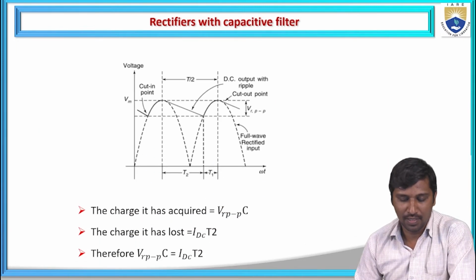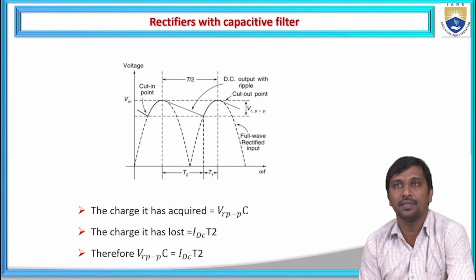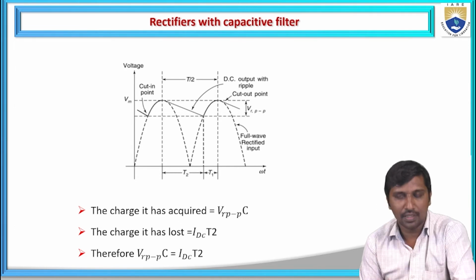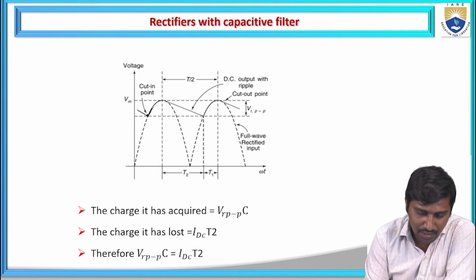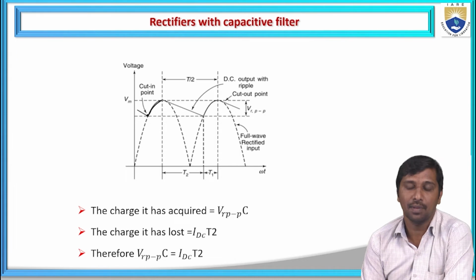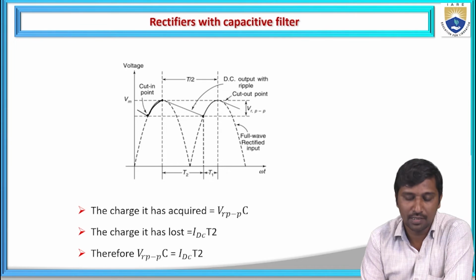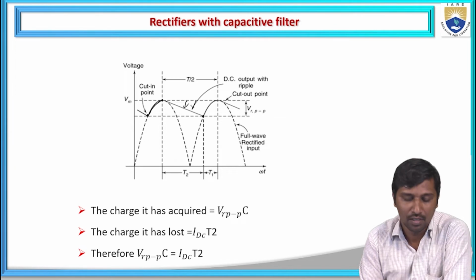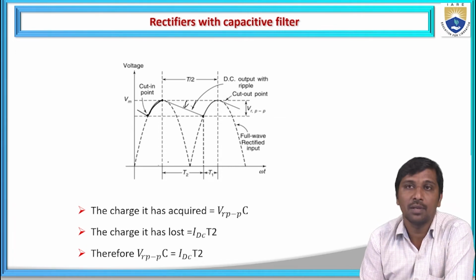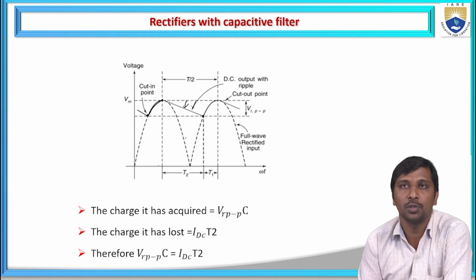For this case, let us consider this graphical representation from the analysis of the capacitive filter. Let us assume that the charge is acquired towards the maximum, and again at this point the capacitor is discharging. This is called the discharging path. Let us consider that we have equal time periods, so I assume the charging time period is equal to the discharging time period.